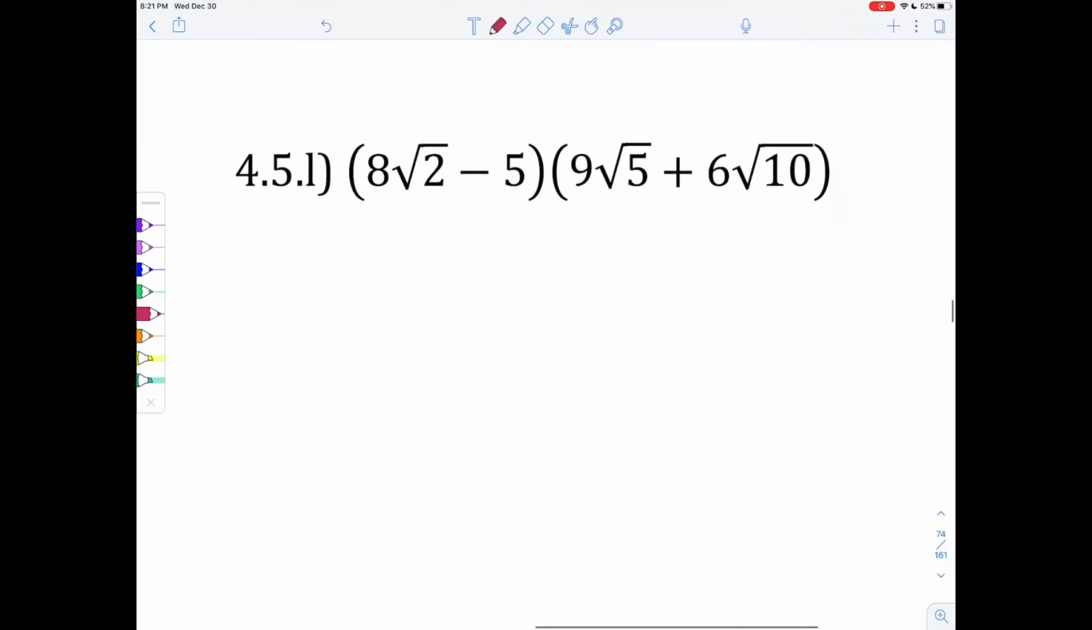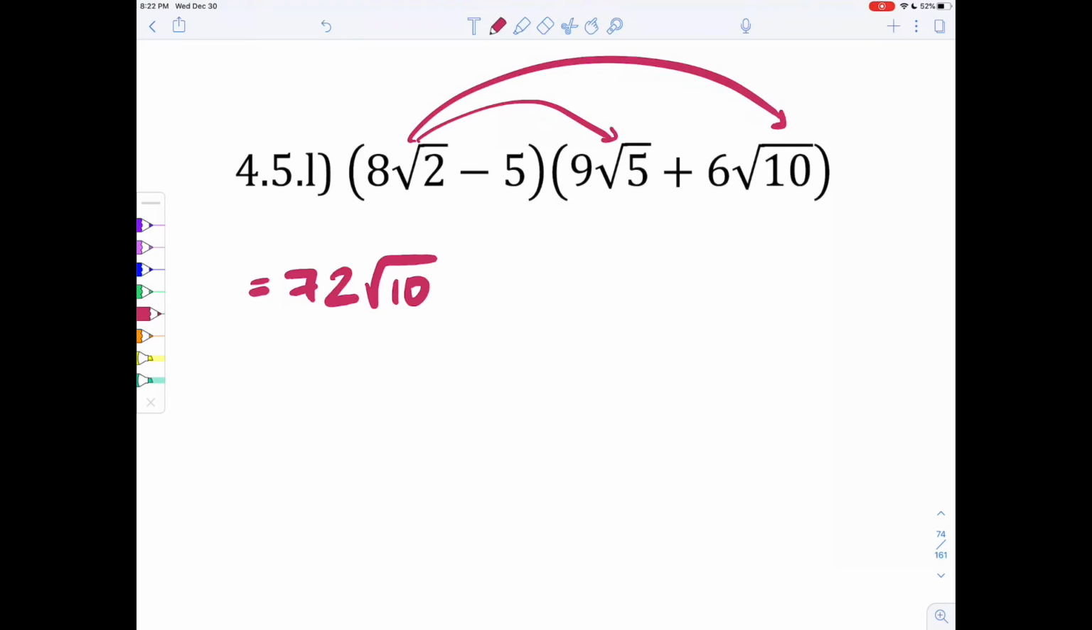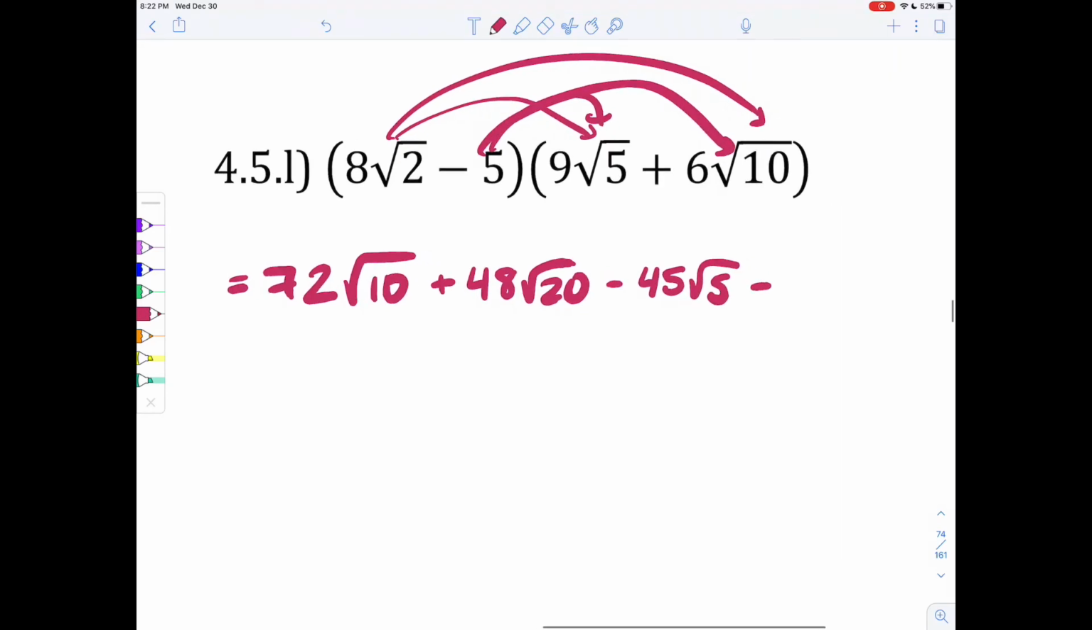But here we have it. First distribution. We end up with 8 times 9, which is 72, and root 2 times root 5, which is root 10. Then, my O from FOIL. We have 8 times 6, which is 48, and root 2 times root 10, which is root 20. My I from FOIL, we have negative 45 root 5. And my L from FOIL, we have negative 30 root 10.